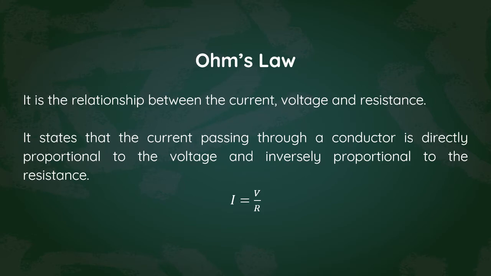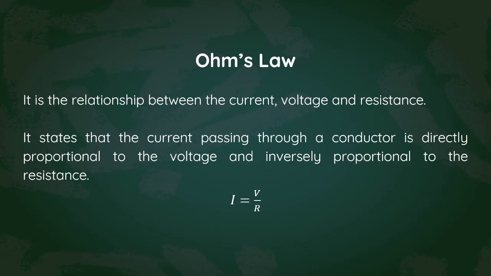Ohm's law tells us that the current passing through a conductor is directly proportional to the voltage and inversely proportional to the resistance, thus giving us the formula: current is equal to voltage divided by resistance.